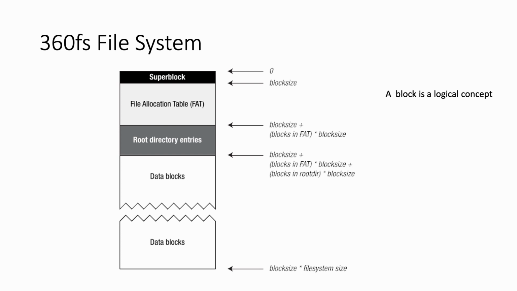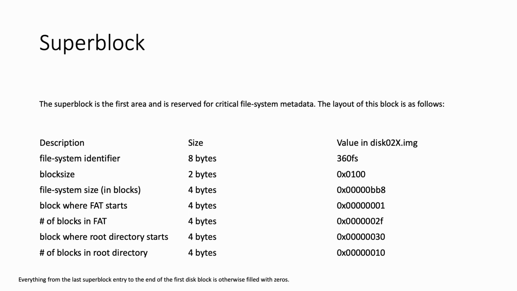blocks. The first is called the super block, and the second is called the file allocation table. And followed by that, we have root directory entries, and then we have data blocks. Here, a block is a logical concept. So let's introduce them one by one.